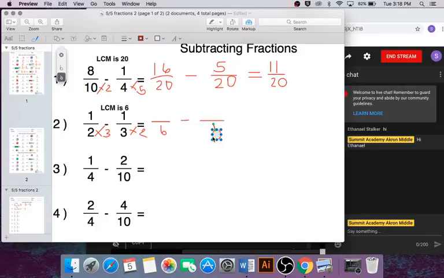So both of our fractions are going to be put over 6. So we multiplied our denominator by 3 to get 6, so we're going to multiply our numerator times 3. So 1 times 3 is 3. On our second fraction, we multiplied our denominator times 2 to get 6, so we're going to multiply the numerator times 2 to get 2. And then we subtract. We only subtract the numerators, so our denominator is going to stay 6. And for our numerators, we're going to take 3 and subtract 2 from it. 3 minus 2 is 1. So our answer is 1/6.